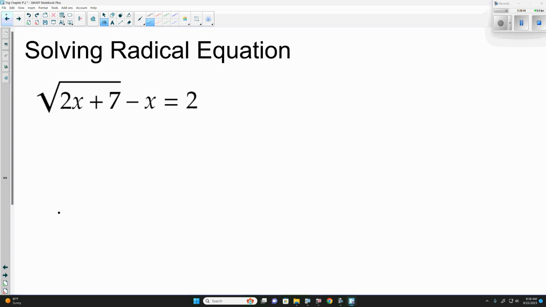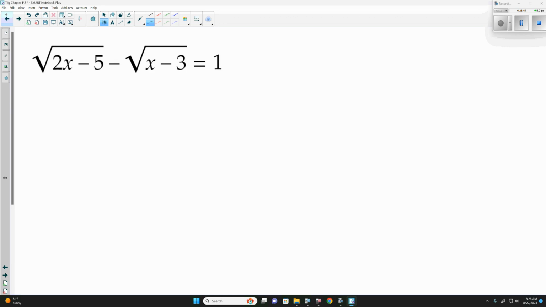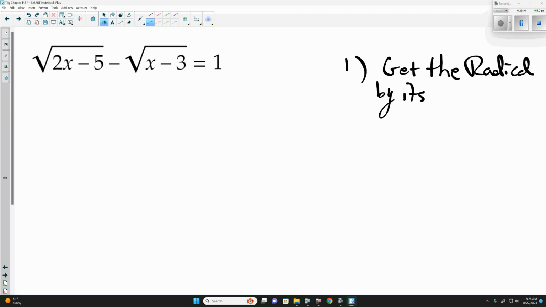I mean, solving radicals, it's not that overly complicated. There's this main set of rules or steps that we go through, and especially that I've kind of delved down into. One, is to get the radical by itself. That is the first main thing I'd say.